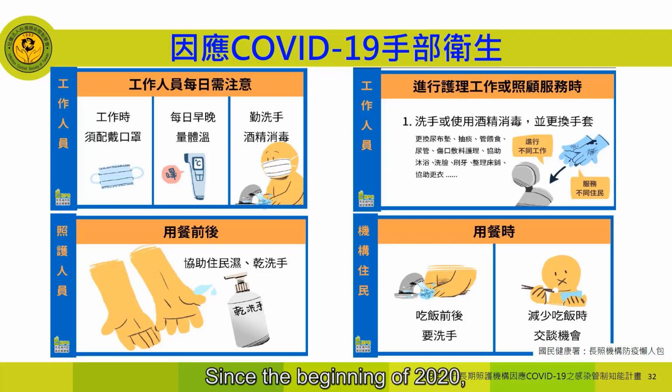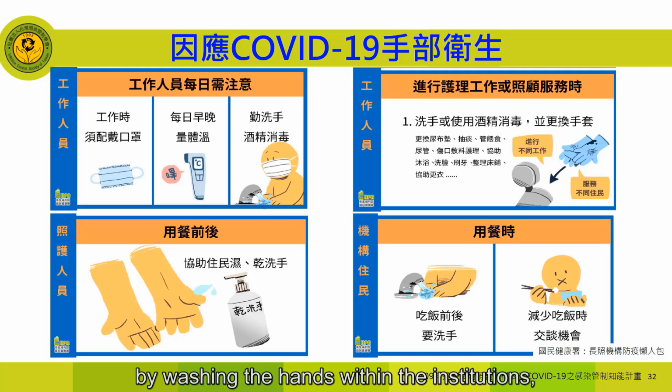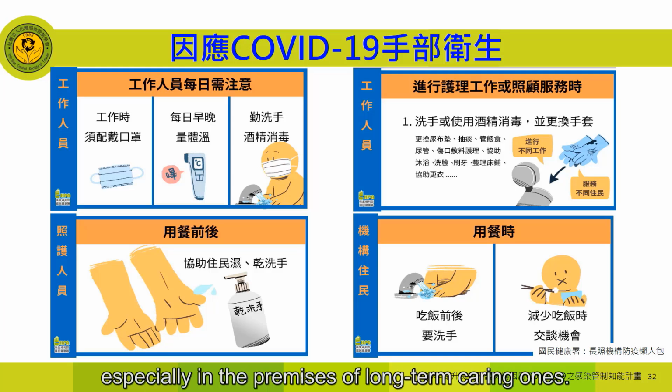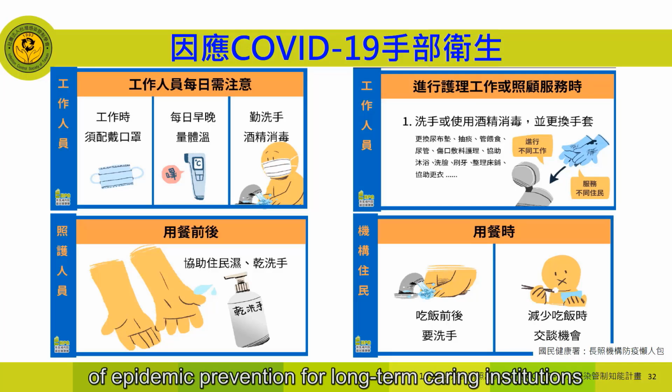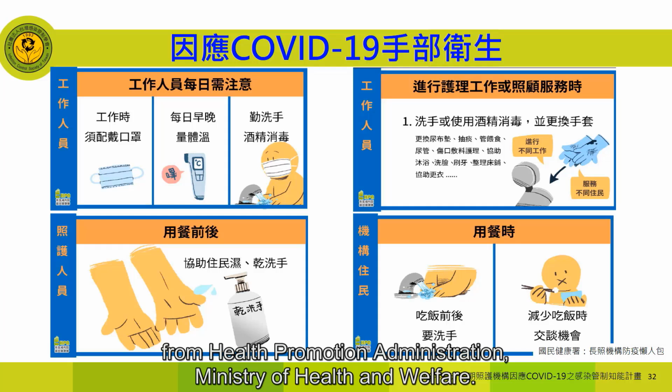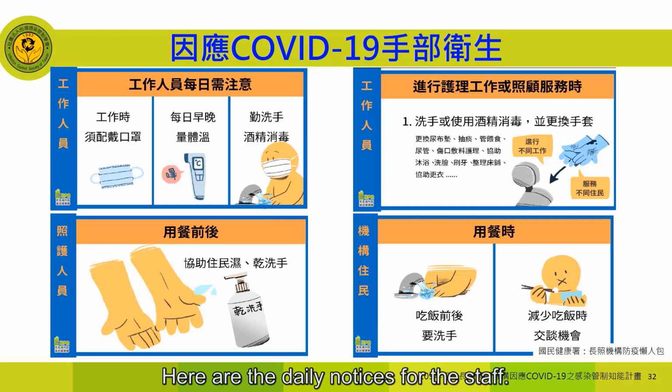Since the beginning of 2020, the world is under the COVID-19 pandemic. We hope that we can prevent COVID-19 by washing the hands within the institutions, especially in the premises of long-term care ones. Here is the standard operating procedures of epidemic prevention for long-term caring institutions from Health Promotion Administration, Ministry of Health and Welfare. Here are the daily notices for the staff.